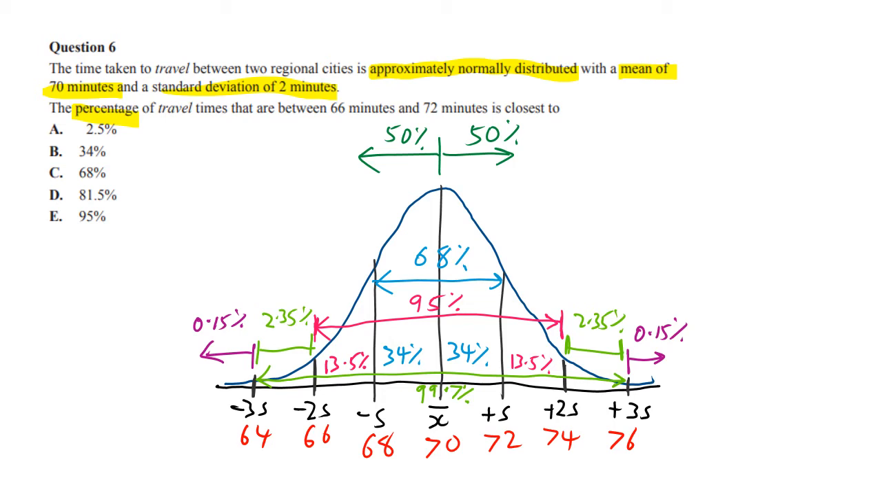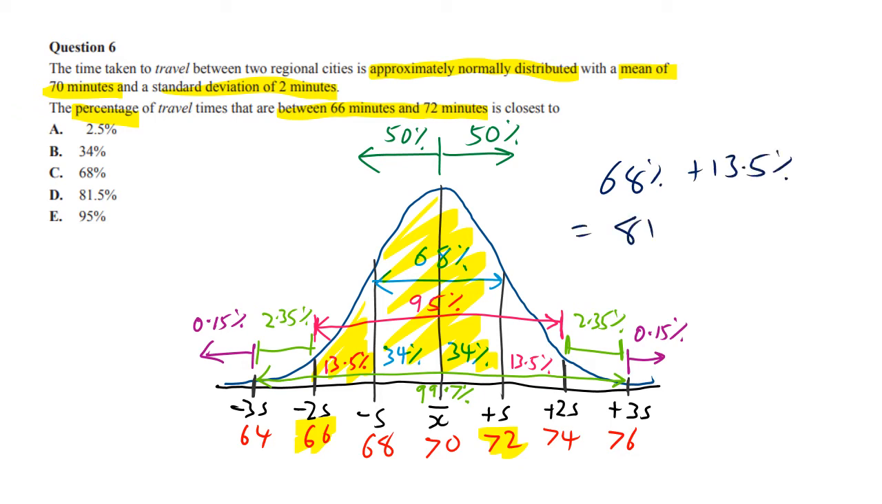Pay attention to that. Between 66 and 72 minutes. Here's our 66. Here's our 72. So we've got to add up all the areas in between those two things. Quickly we can see that the light blue part says that's 68, and this little bit more we need is 13.5. And so we just need to add those two together. So 68% plus 13.5% equals 81.5%, and that equals an answer of D.